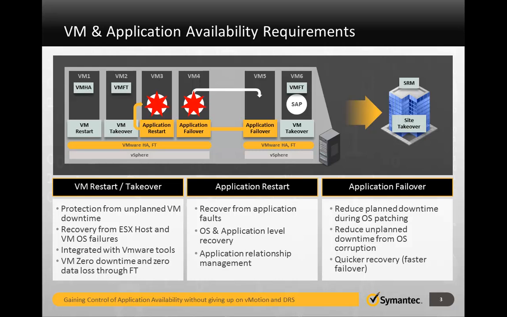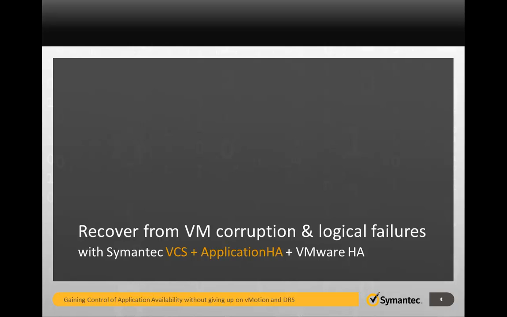So really integration is key, and that's something which Symantec has been working on for the past couple of years now to provide a solution. So what I'm going to do is go through how Symantec can help recover from VM corruption and also logical failures as well. So with that, we're going to look at the new features and functionality of Veritas Cluster Server, or VCS. Also with that will be application HA, tied with VMware HA as well, to provide some level of VM resilience.